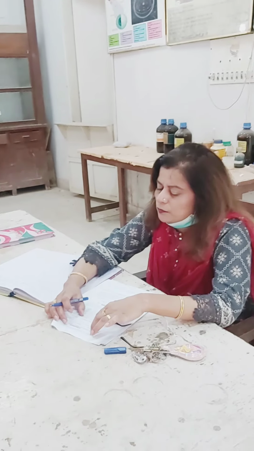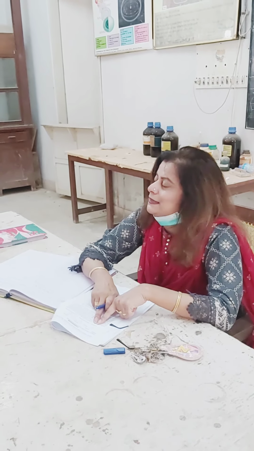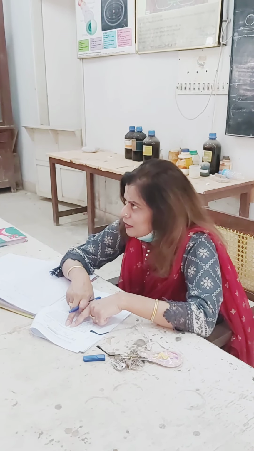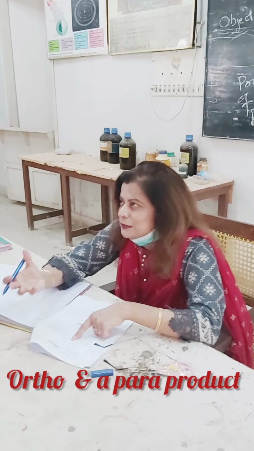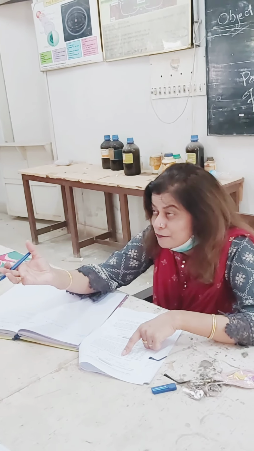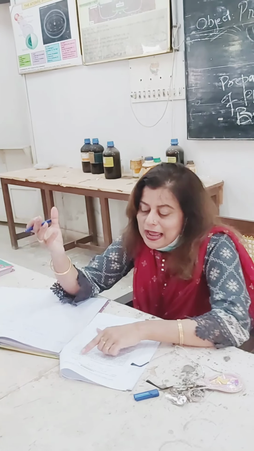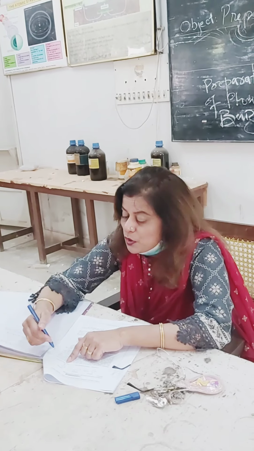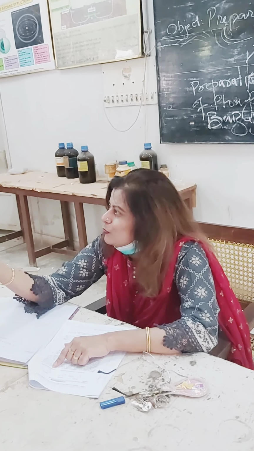Now in this particular experiment, when you nitrate acetanilide, you are going to get two products. One is the ortho product, which is water soluble and will be washed out when you filter and wash your prepared product. You will be left with para-nitroacetanilide, which is 80%.